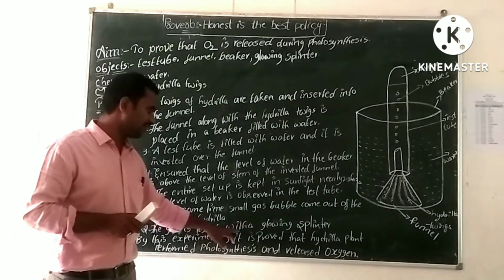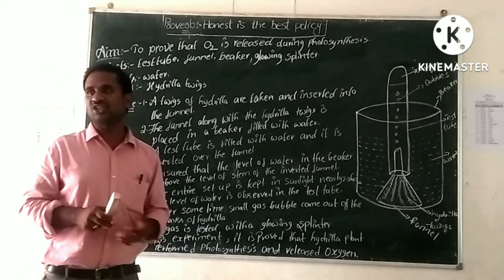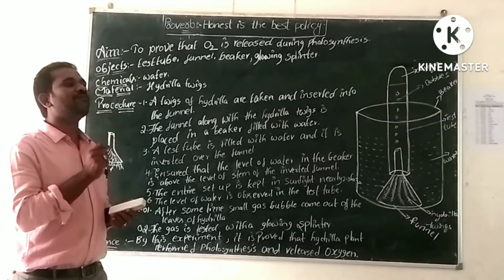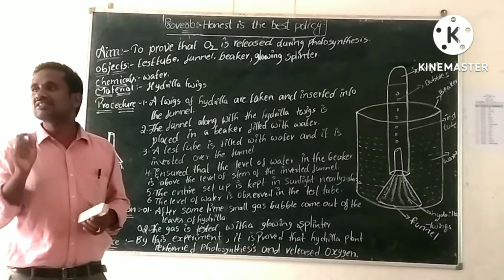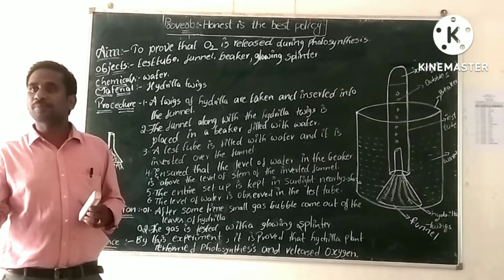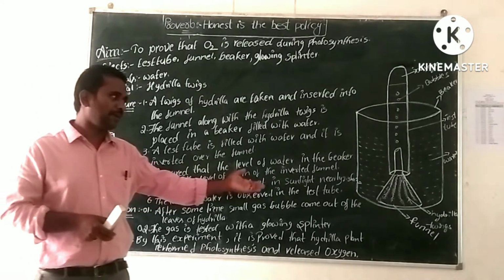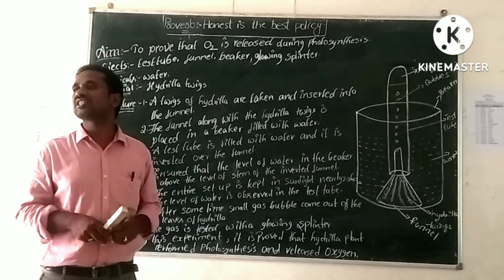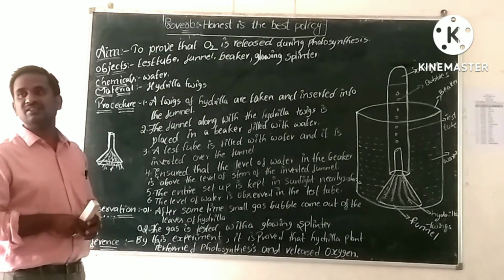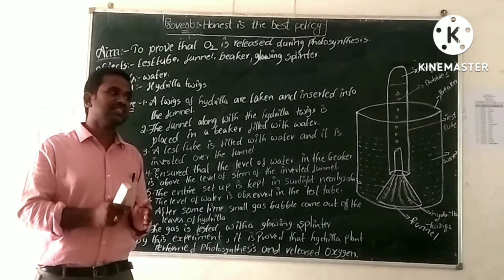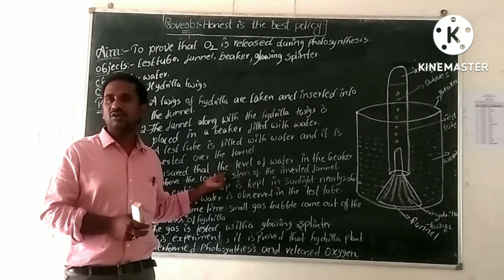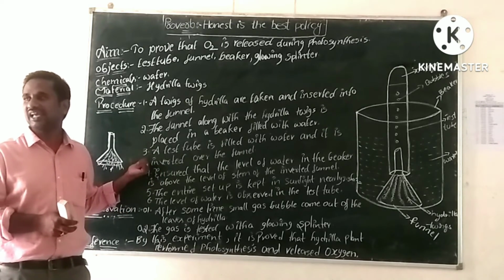The gas is tested with a glowing splinter or matchstick. The brightening of the flame is because of the presence of oxygen in the test tube. So that oxygen was produced by the Hydrilla plant in the process of photosynthesis. Do you understand? So this is the result: in photosynthesis, the Hydrilla plant releases oxygen. We can prove it with the help of this small experiment.